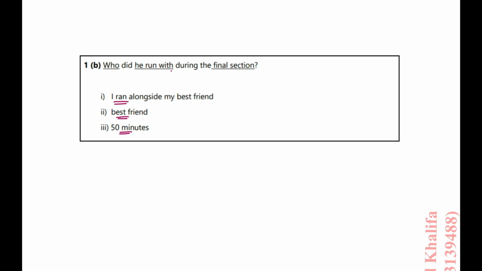Option number 1 is incorrect, that's for sure, because it has more than 3 words. So this is wrong. It means you did not adhere to the instruction being given in the question. Although there are some relevant details, here there is best friend, which is relevant, mentioned here. It is also better to change I, the pronoun I or my, to the third person, he or she, because the question here is very clear.